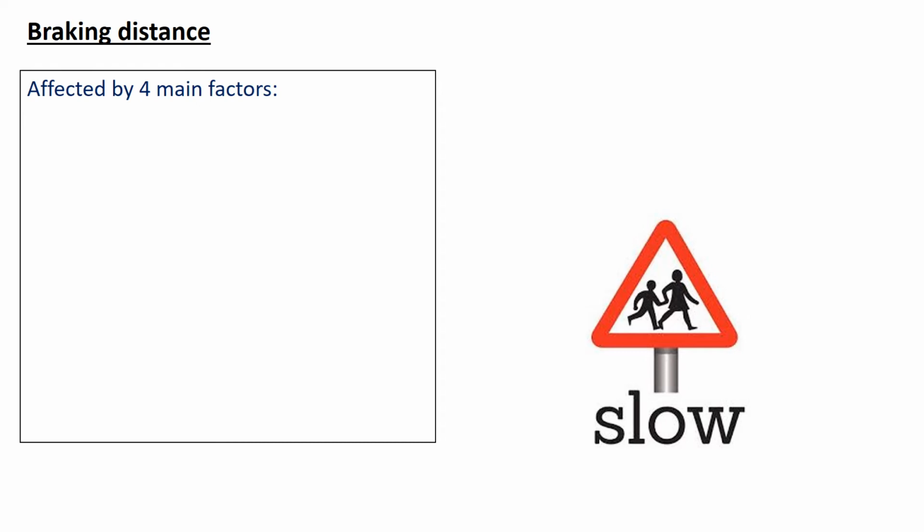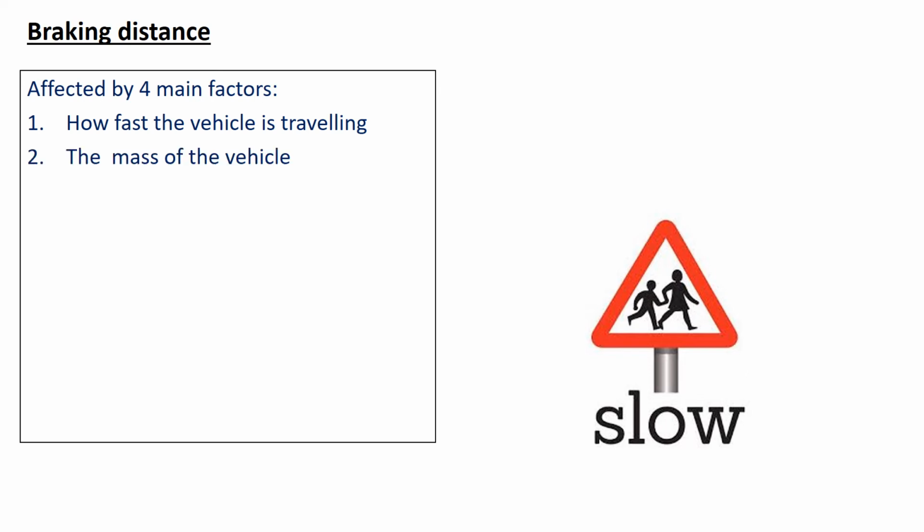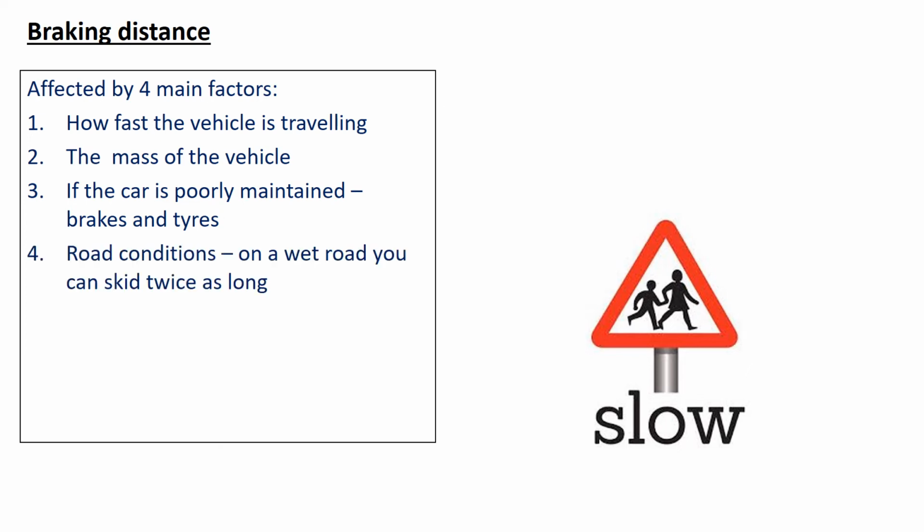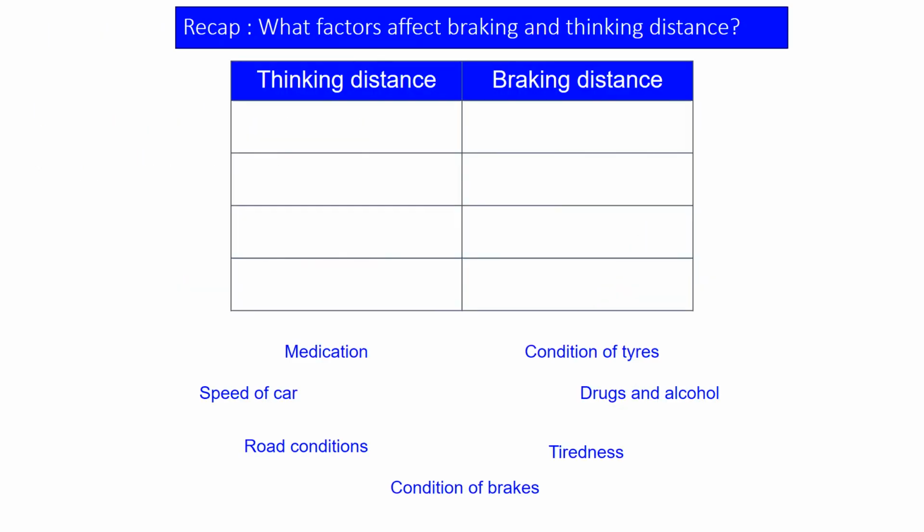So braking distance is affected by four main factors. First of all, how fast the vehicle is travelling. So that's not different to the thinking distance. The mass of the vehicle, because that would be its inertia. If the car is poorly maintained, so that's the quality of the brakes and the tyres. The road conditions, okay, and that will affect the frictional forces between the tyres and the road.